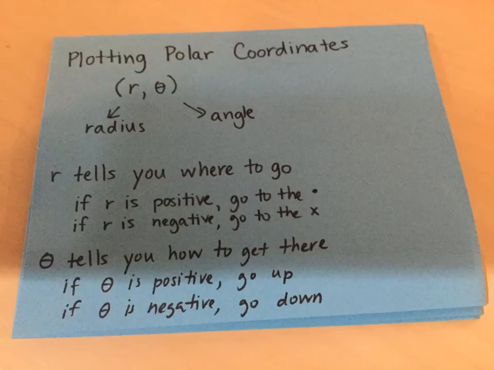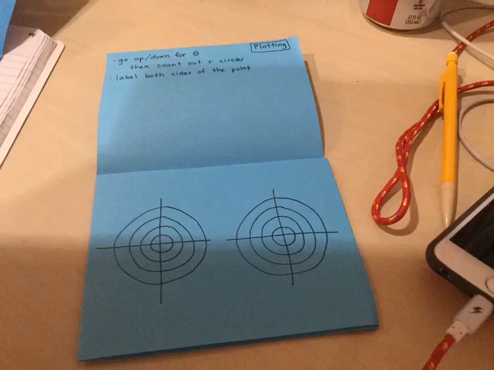So R tells you where to go, and if R is positive, you're going to go to the dot. If R is negative, you're going to go to the X. This will make better sense when we start doing more of the plotting and the naming. Theta tells you how you're going to get there. If theta is positive, you go up, which would be counterclockwise, and if theta is negative, you're going to go down, which is clockwise. Pause this until you've gotten a chance to write everything that you need to.